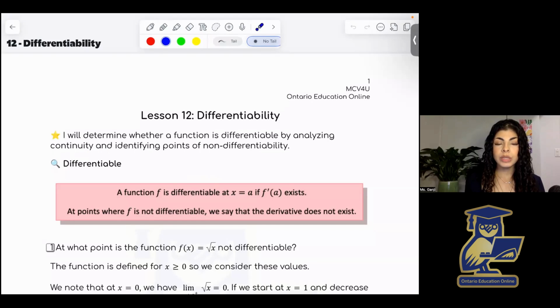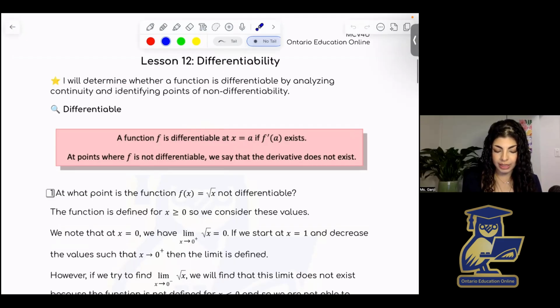Today's lesson will be a little bit shorter, but I have additional work posted for you on Google Classroom, as well as some additional videos to go over the concept of differentiability to make sure you're fully understanding it. But let's get started with our lesson.